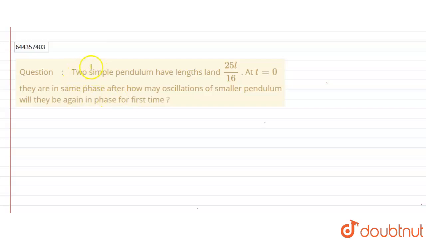Hello everyone. In this problem, it is saying that two simple pendulums have lengths L and 25L by 16, and at t equals 0, they are in the same phase. After how many oscillations of the smaller pendulum will they be in phase again for the first time?